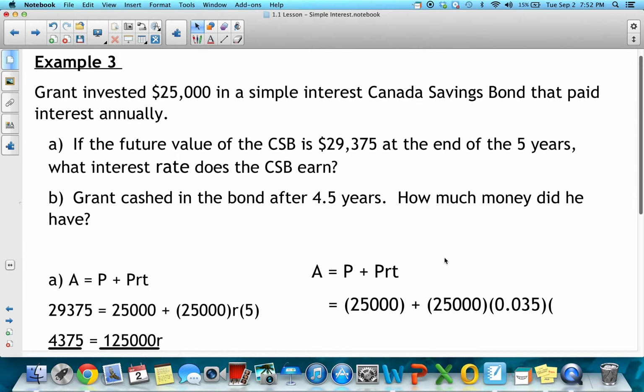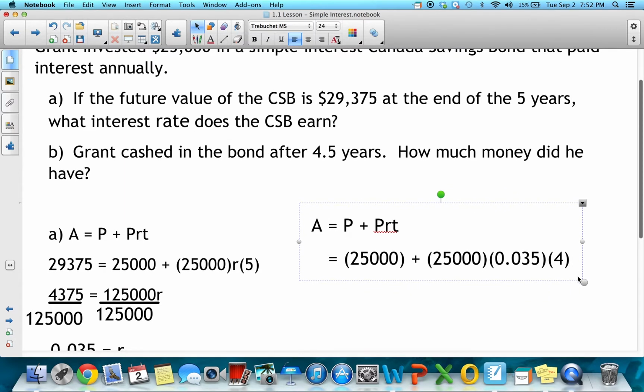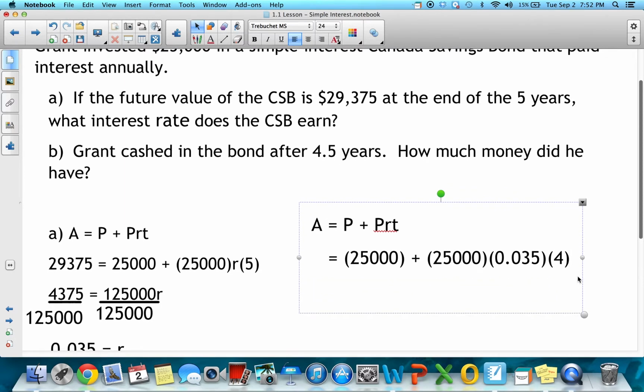If I can write back in here. Because that half a year interest he's not going to get. If he wants it, he's going to have to hold that Canada Savings Bond until 5 years. So I do these calculations. I get 25,000 plus $3,500, which is equal to $28,500.